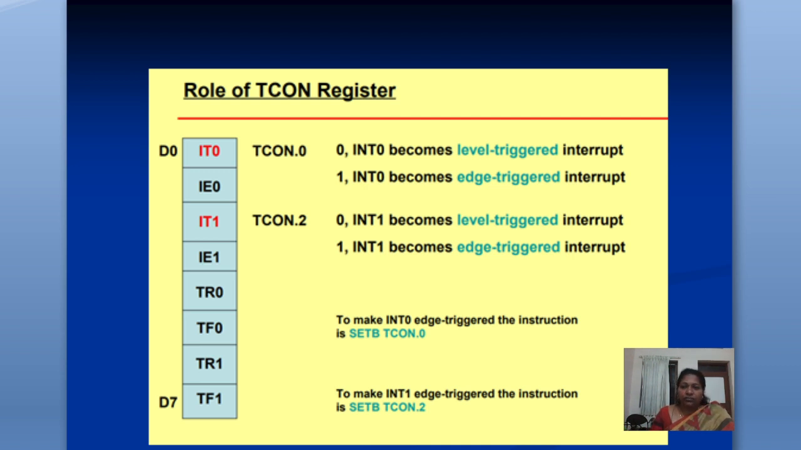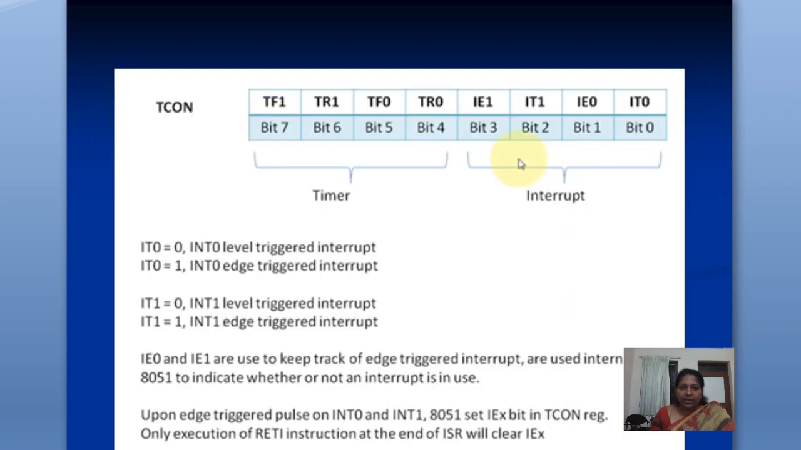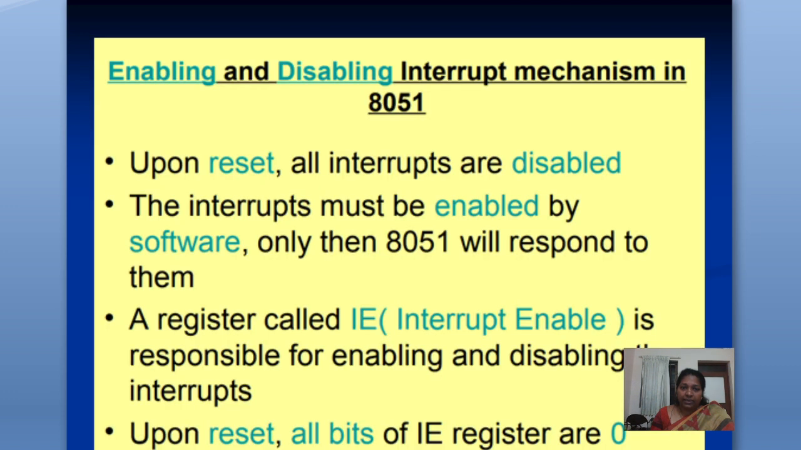TCON is actually meant for the timer, but just to set these two pins as level triggered or edge triggered, you have two bits, IT0 and IT1. So you can set it as edge triggered or level triggered. And also you have a bit to enable the interrupt. If you want to enable the interrupt, that is also available here.